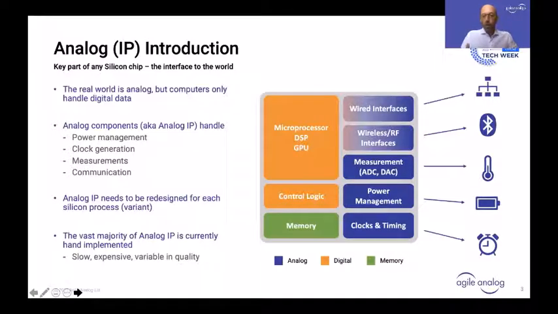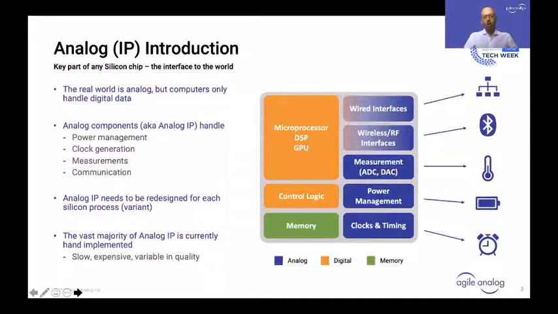Then we also have measurement. So if you want to measure anything or drive anything in the external world, you need some form of data converter. This could be an ADC or a DAC. And finally, you have communications. And communications could be wired interfaces, such as Ethernet or even SerDes. And they could also be wireless or RF interfaces, such as Bluetooth, Wi-Fi, cellular, you name it, right?